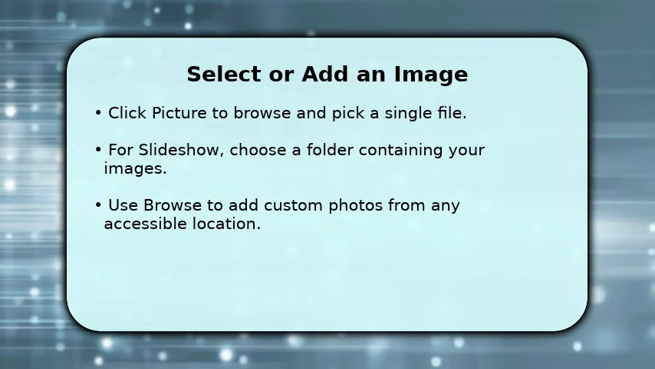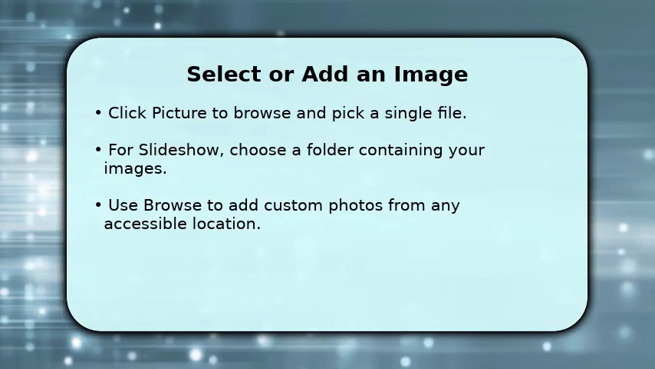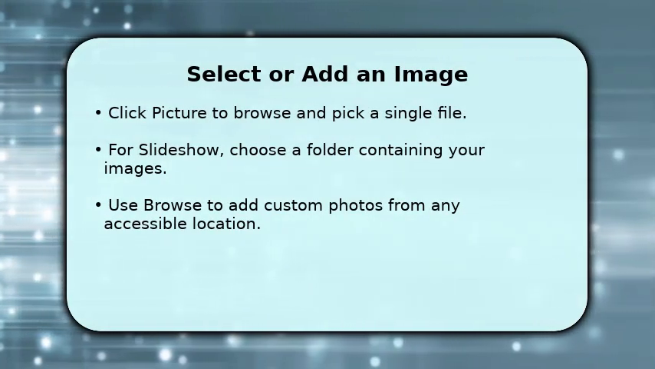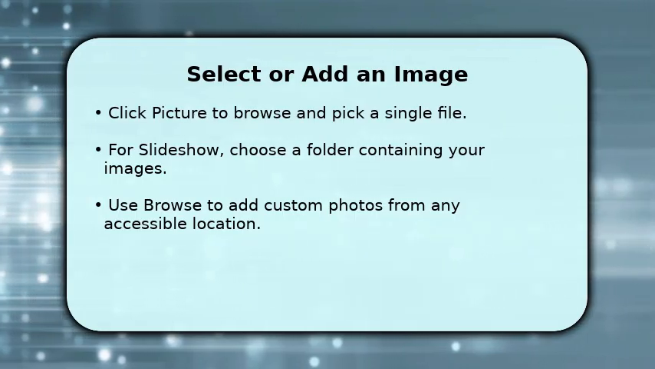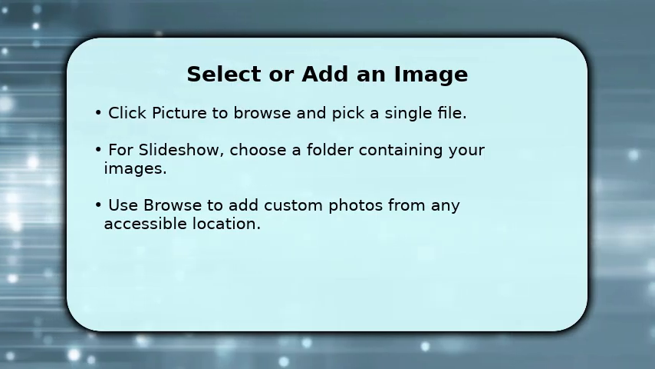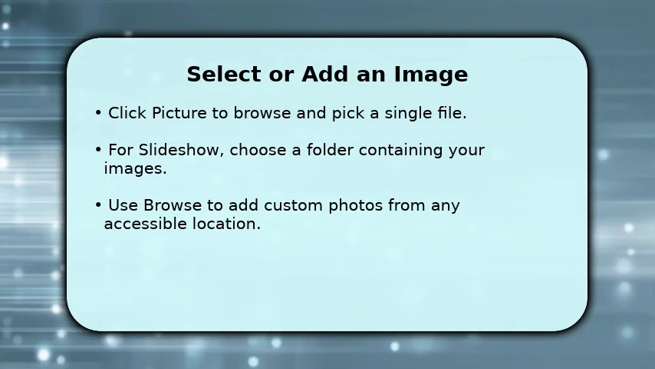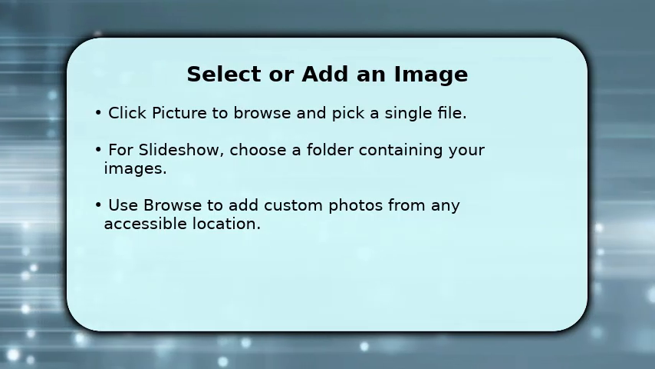Now choose the specific image or folder. If you pick Picture, click Browse, locate the JPG or PNG file and select it. You'll see an immediate preview. For Slideshow, click Add a folder, point Windows to the folder with your photos, and confirm. Windows will cycle through them.